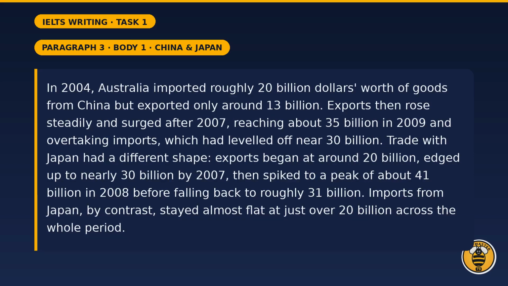Paragraph 3, China and Japan. In 2004, Australia imported roughly $20 billion of goods from China, but exported only around $13 billion. Exports then rose steadily and surged after 2007, reaching about $30 billion in 2009 and overtaking imports, which had leveled off near $30 billion. Trade with Japan had a different shape.